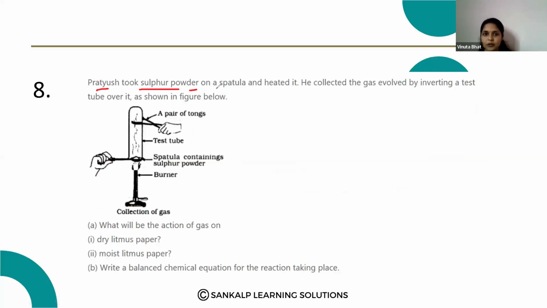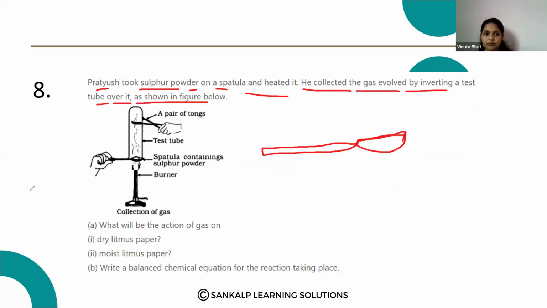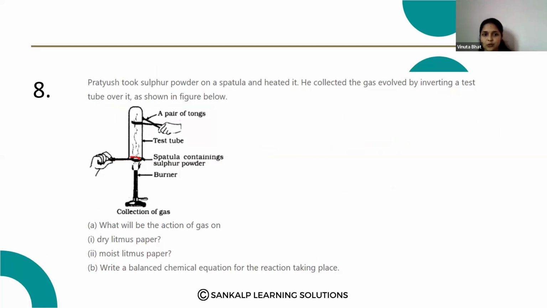Pratyush took the sulfur powder on a spatula and heated it. So just imagine this is the spatula. He collected the gas evolved by inverting the test tube over it, as shown in the figure below. He took the sulfur and heated it, and the gas is collected inside the test tube. Okay, so this is the burner.